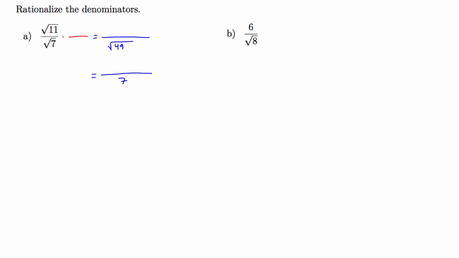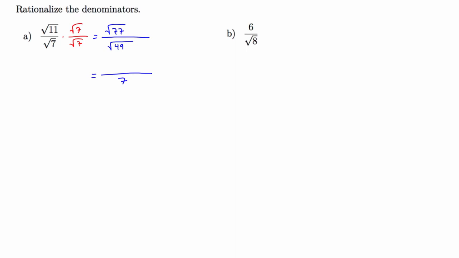So backtracking, I need to figure out, what am I going to multiply root 7 by to turn it into root 49? Well, root 7 times root 7 is root 49. But as with all fractions, if I multiply the denominator by root 7, I need to multiply the numerator also by root 7. Up in the numerator, root 11 times root 7 becomes the square root of 11 times 7, or the square root of 77. So by multiplying by root 7 over root 7, we get root 77 over root 49.